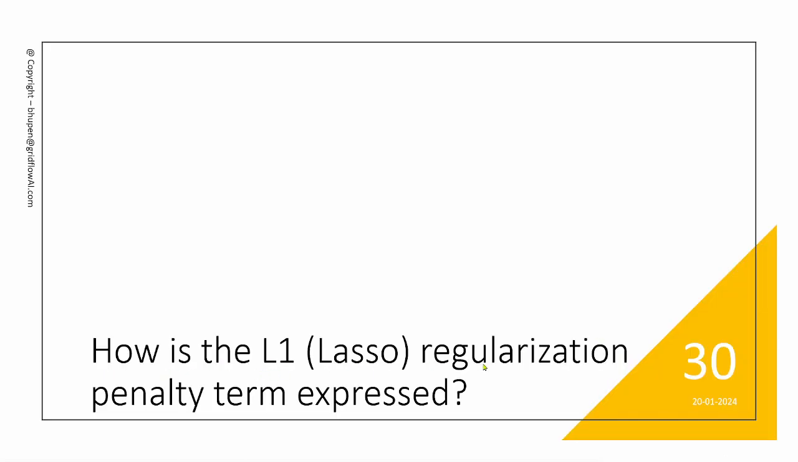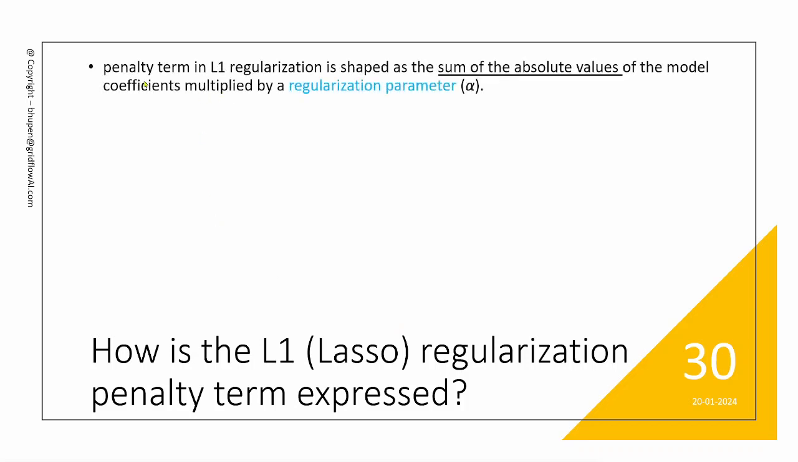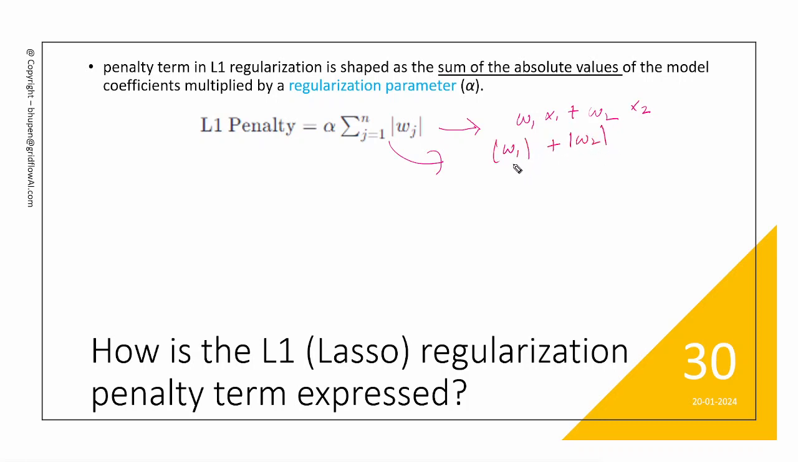So how is the L1, which is also called Lasso regularization, penalty term expressed? The penalty term for L1 regularization is simply the sum of absolute values, which is this. Let me expand what this actually means. Let's say you have two variables, W1 and W2, the coefficients. So W1 x1, W2 x2. This simply means take the absolute value here and here and add them together. This is the penalty term.